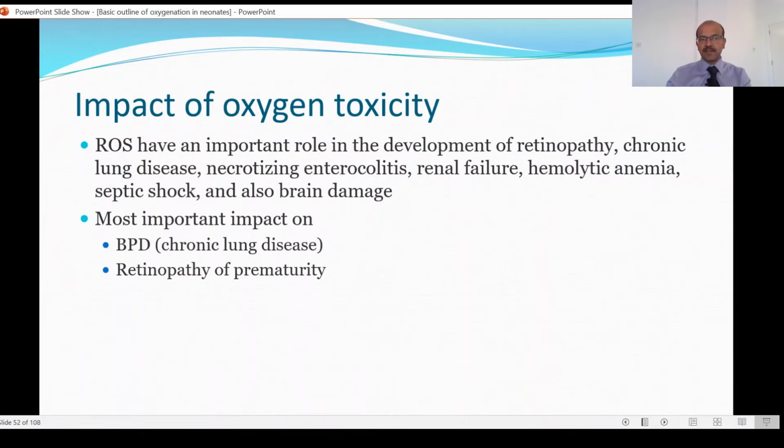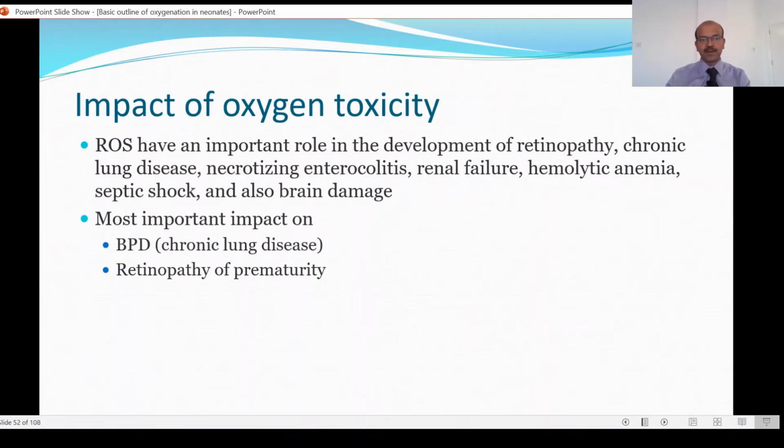So lastly, we will look at the impact of oxygen toxicity. So we have looked at the important role in tissue damage and how it can lead to different forms of cell death. So they also have an important role following on with this in the development of retinopathy of prematurity, chronic lung disease, necrotizing enterocolitis, renal failure, hemolytic anemia, septic shock, and brain damage, especially in the setting of reperfusion injury in perinatal asphyxia.